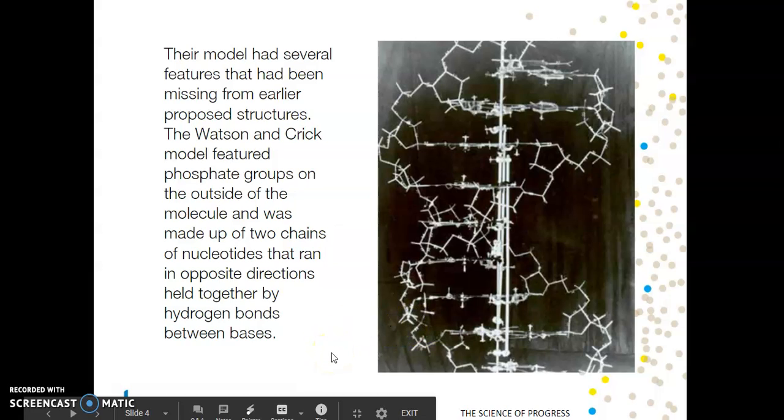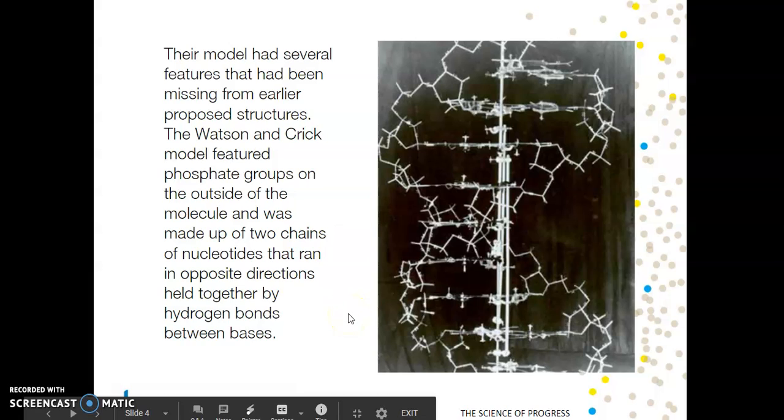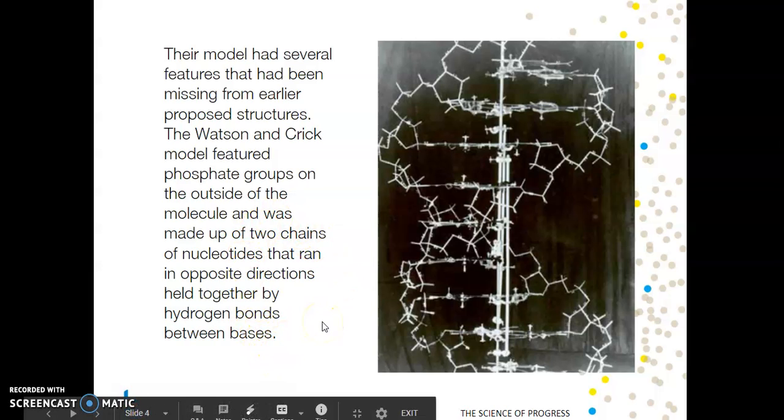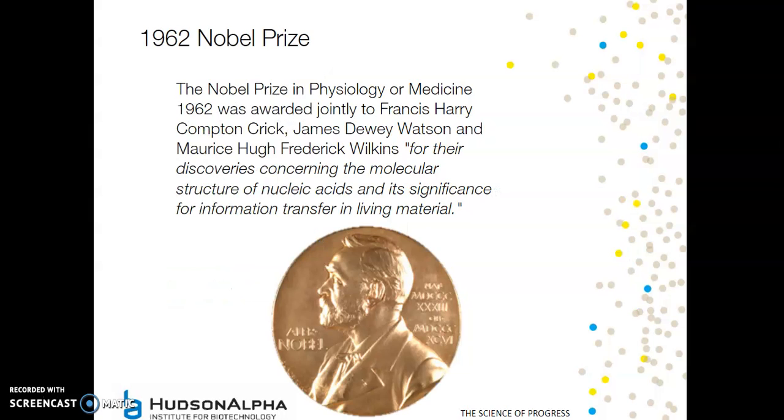But their model had several features that had been missing from earlier proposed structures of DNA. The Watson and Crick model featured phosphate groups on the outside of the molecule and was made up of two chains of nucleotides that ran in opposite directions, held together by hydrogen bonds between the bases. And later in this module, we'll be actually building a DNA model out of connects, and you'll better understand those phosphate groups and nucleotides and hydrogen bonds when we build our model. So we'll get more into that later. Today, though, we're going to focus on this timeline.